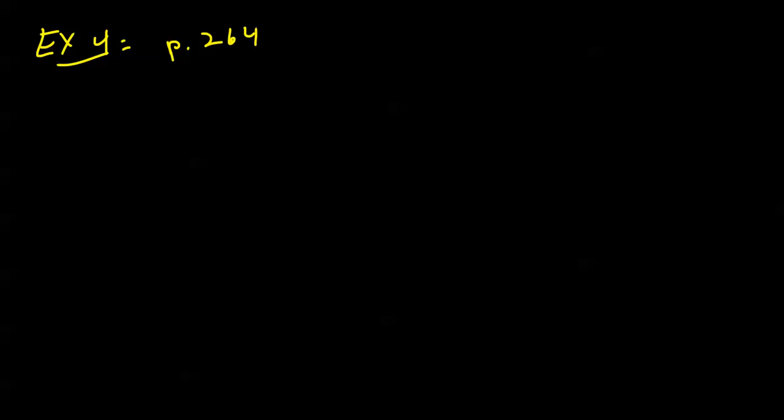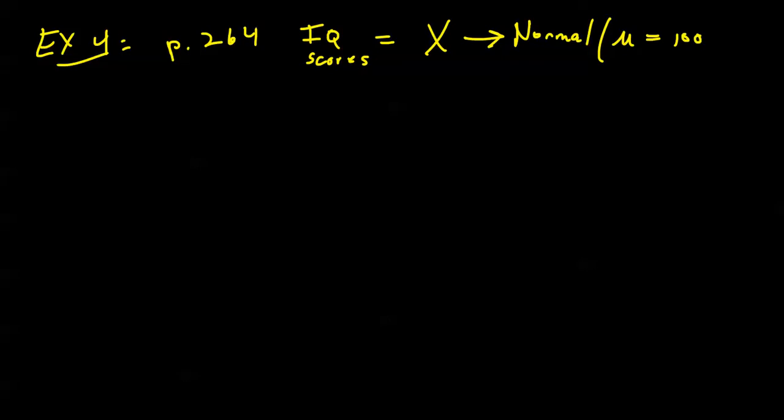Alright, the Wechsler IQ scale yields an IQ score obtained through a test, and the scores are normally distributed with a mean of 100 and a standard deviation of 15. Find the IQ scores that separate the three groups: the bottom 30%, the middle 40%, and the top 30%. Well, the first thing I'm going to write down is that IQ scores are normally distributed with a mean of 100 and a standard deviation of 15.